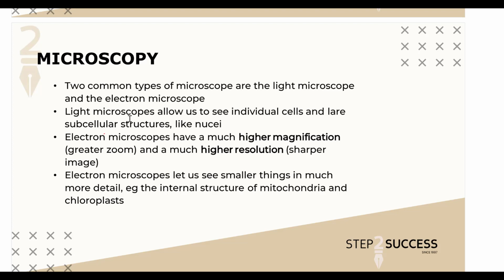So the two common types of microscope that you need to be aware of are light microscopes, which are probably the most common ones that you've seen inside your school, the ones that you use in class. More powerful ones are electron microscopes. So light microscopes allow you to see the individual cells.